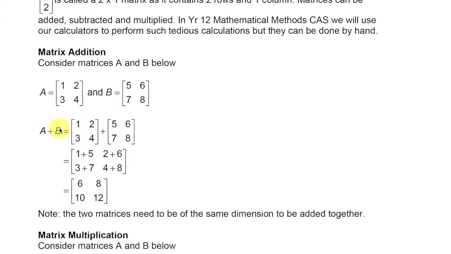If I've got A plus B, I write down matrix A, I write down matrix B, and then it's simply a matter of adding the corresponding elements. So 1 and 5 gives us 6, 2 and 6 gives us 8, 3 and 7, 10, 4 and 8, 12. So very simple.